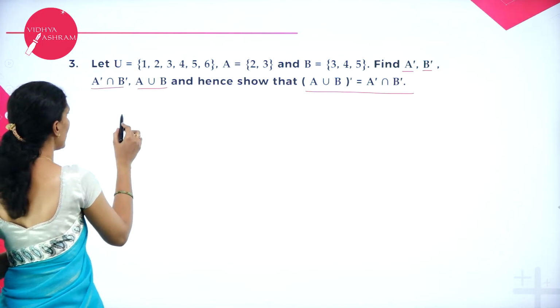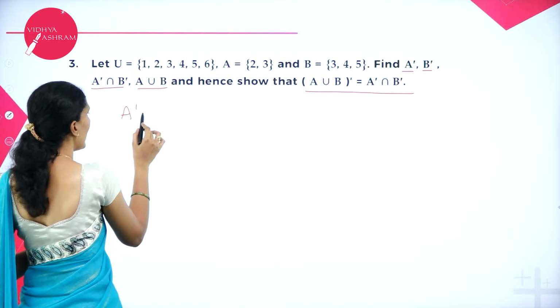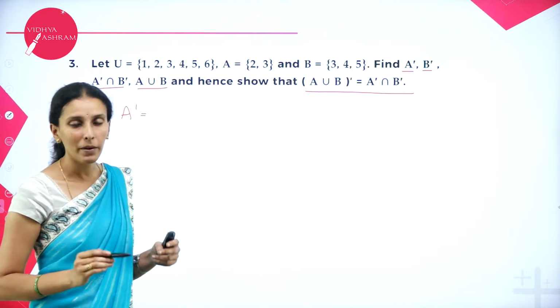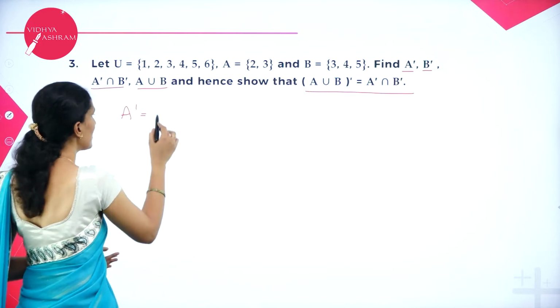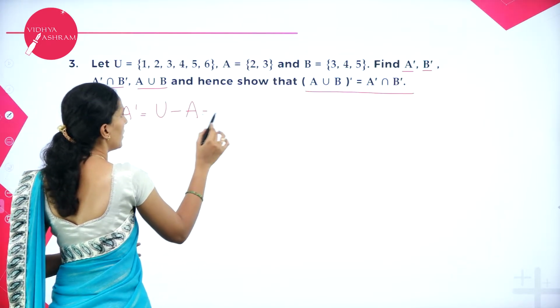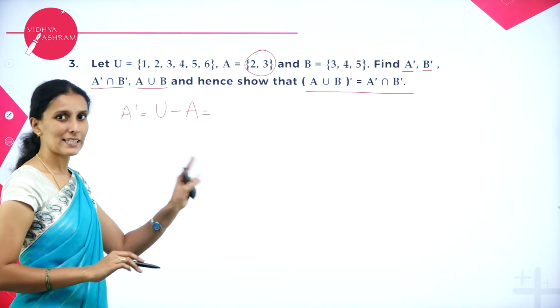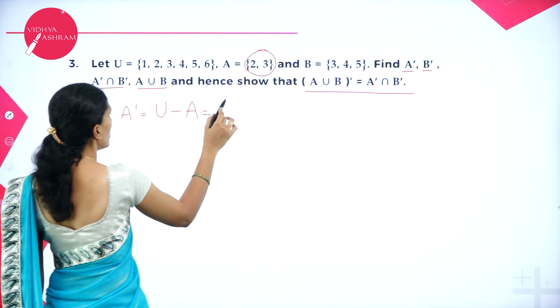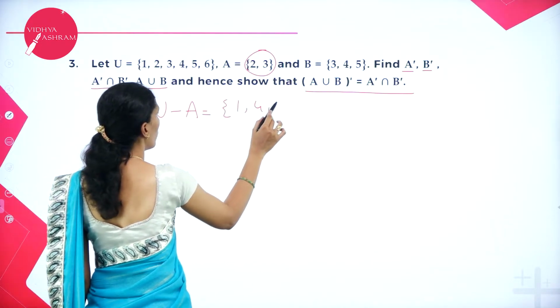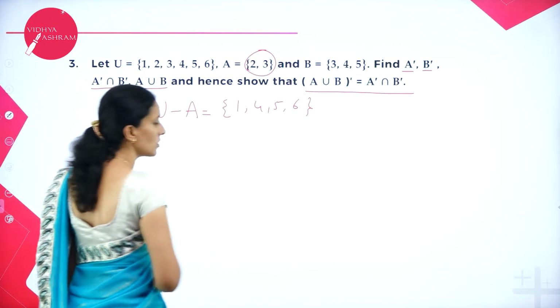So the first question is A dash. What is A dash? A dash means elements which are not in A, that is U minus A. Now leave 2, 3 and write all the other elements in U. So except 2, 3, write all the elements in U. Therefore it is 1, 4, 5, 6. So this is your A dash.